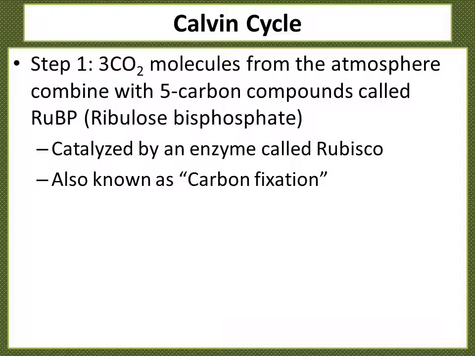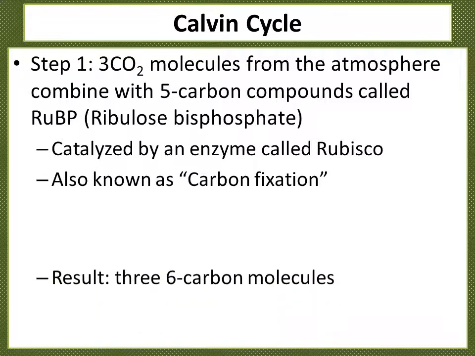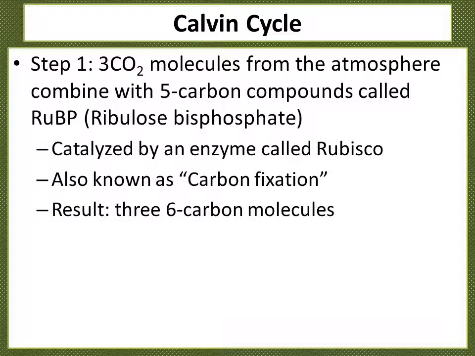I understand that fixing means to make something better that may be broken, but in this case it means to put something onto something else, right? To attach something. So carbon fixation means to take carbon from the carbon dioxide and attach it to the RUBP molecule. What you get in the end are three molecules that have 6 carbons each. So the result is six carbon molecules. I'm going to be throwing a lot of numbers at you guys.